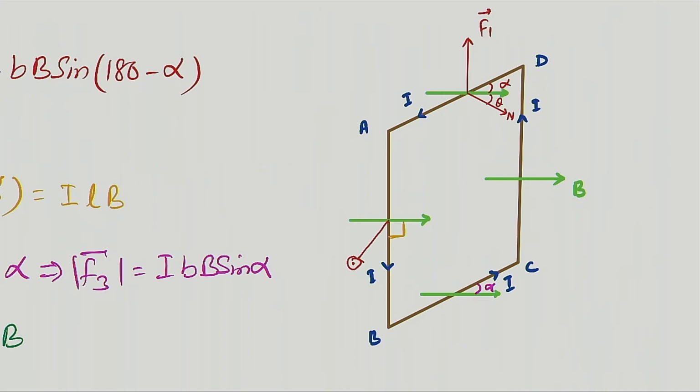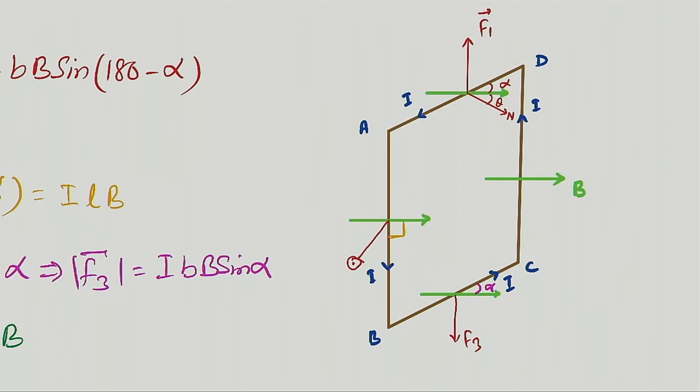Now, what about the direction of force on arm BC? The force is F3. Say this is the force F3. To find this direction, if we curl our fingers from the direction of the current flowing in the conductor to the magnetic field, then the thumb will be in the downward direction. So the direction of F3 will be downward.